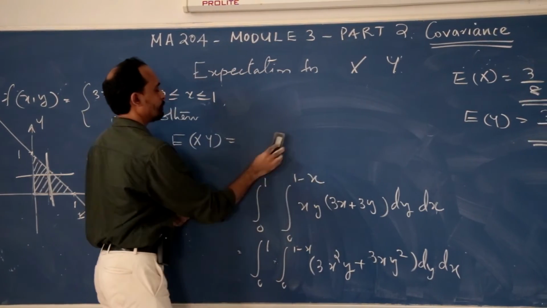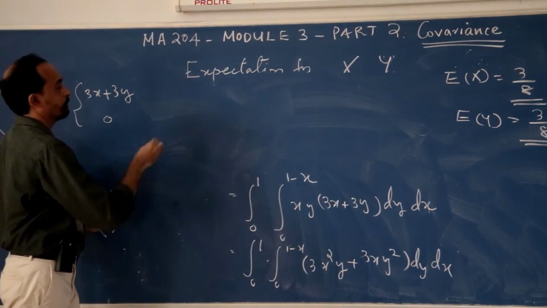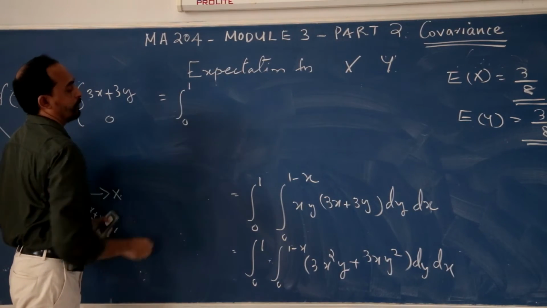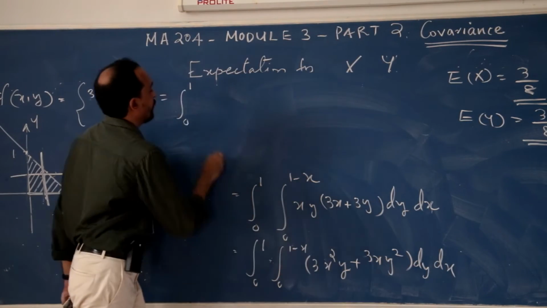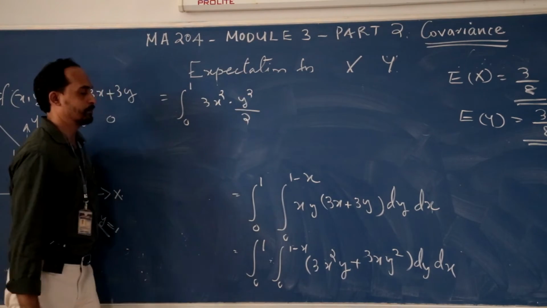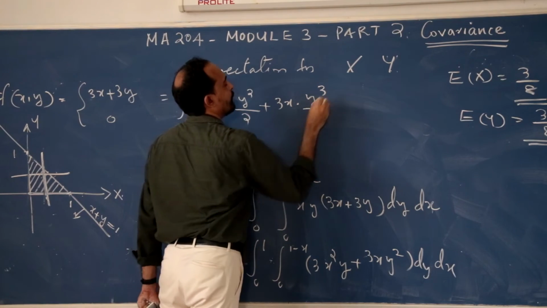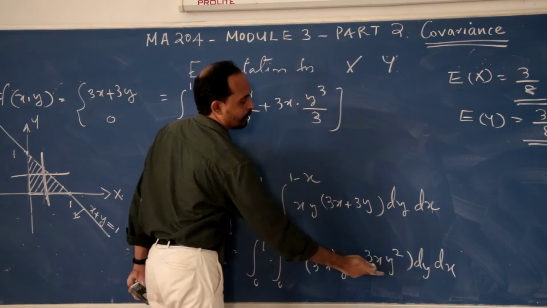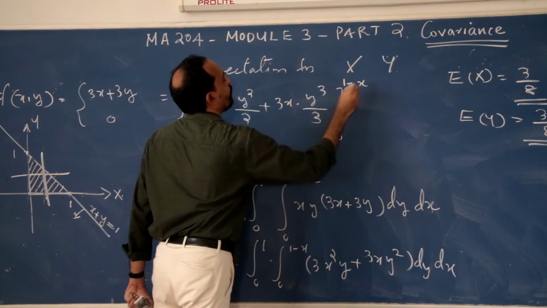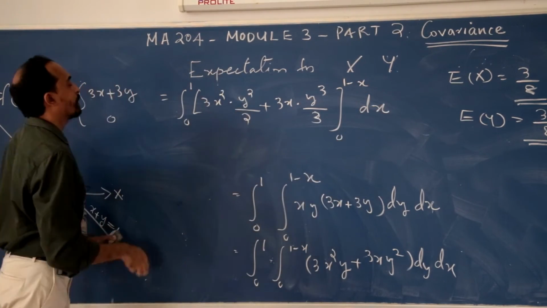That is equal to integral 0 to 1. Integration is with respect to y. 3x square is a constant. Integral y is y square by 2. Plus 3x is a constant. Integration y square is y cube by 3, from 0 to 1 minus x, dx. Upper limit and lower limit.